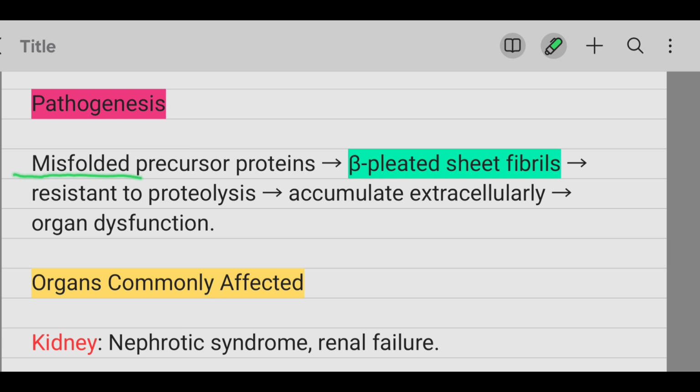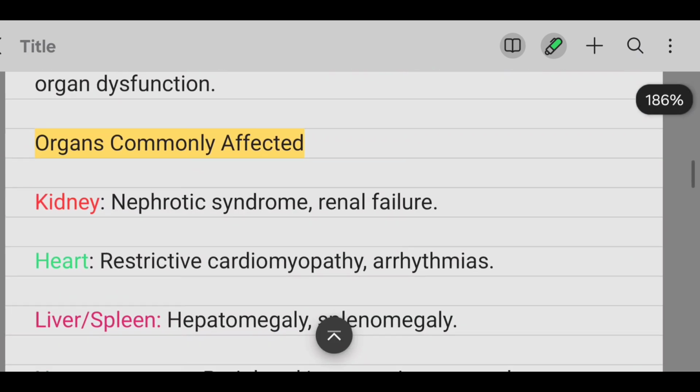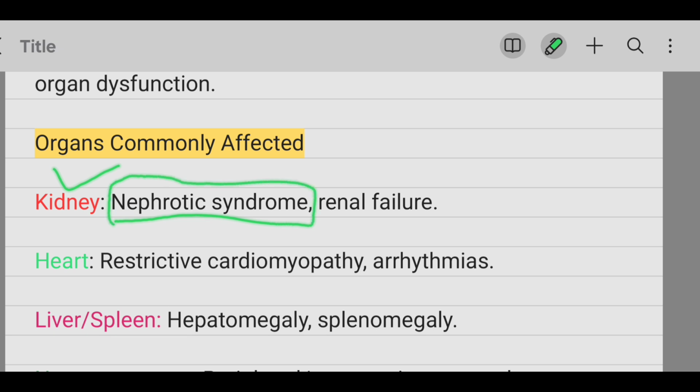Pathogenesis. Actually there is misfolded precursor proteins. These lead to development of beta pleated sheet fibrils and these are resistant to proteolysis. They cannot be degraded and therefore when they cannot be degraded, accumulate extracellularly, and when it deposits inside the organs, it leads to organ dysfunction. Organs that are commonly affected are kidney. In kidney, when it deposits, leads to nephrotic syndrome, loss of protein in the urine more than 3.5 gram per day, and it leads to chronic kidney disease.